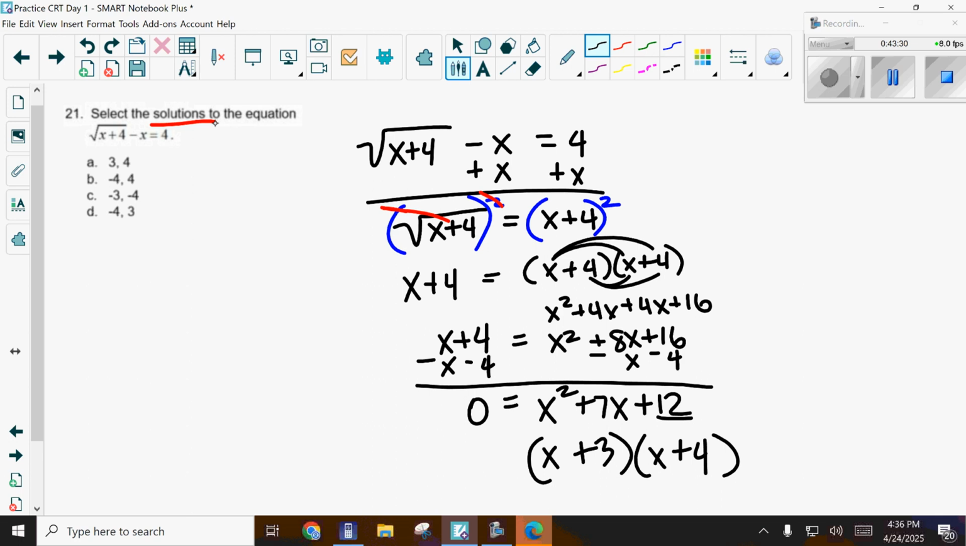Oh, sorry, this says solutions. So since it says solutions, we're going to go with what was in the calculator. That would be minus 3 and minus 4. So the correct answer, minus 3 and minus 4, is choice C.